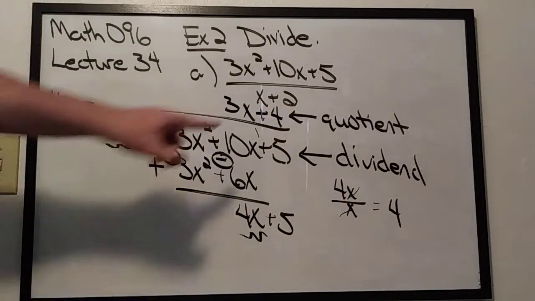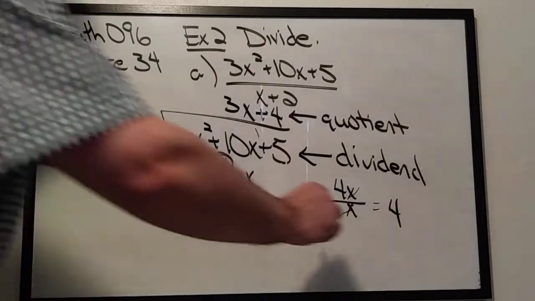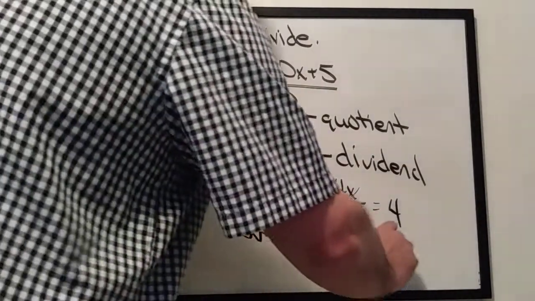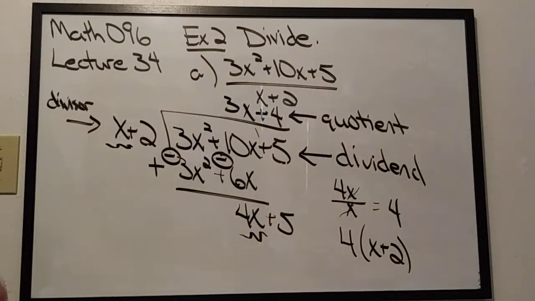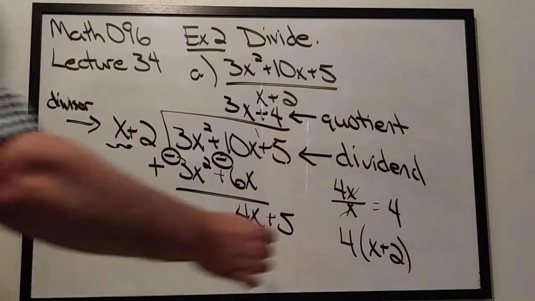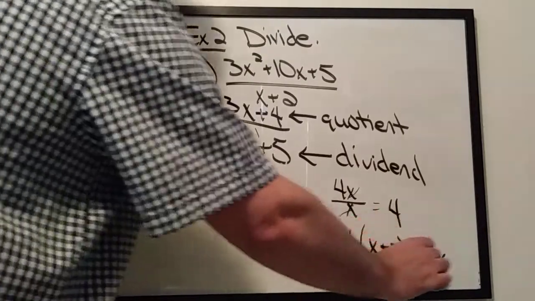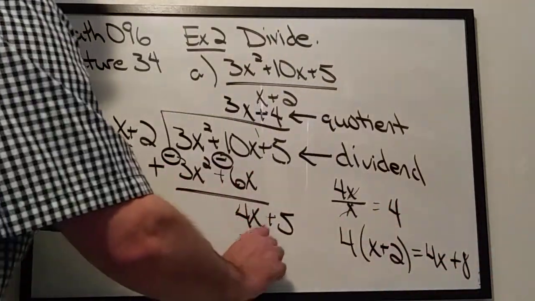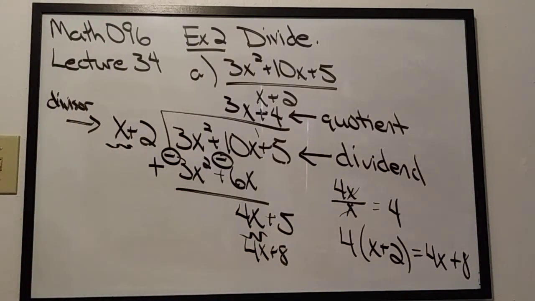And now I need to multiply that 4 times the entire divisor. So I'll put that down here, 4 times the entire divisor. The only way that I can do that correctly is to make sure that I have some parentheses around that. And again, that means that this is a distribution problem. So distribute the 4 through to the x, we get 4x. Distribute the 4 through to the positive 2, we get a positive 8. So now I can write that here, 4x plus 8. And we have the next step.